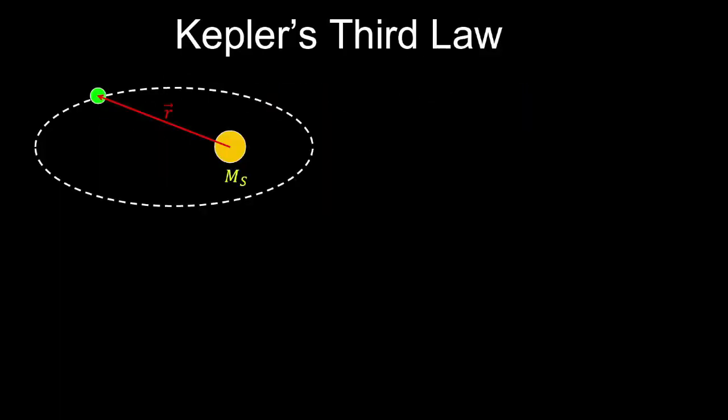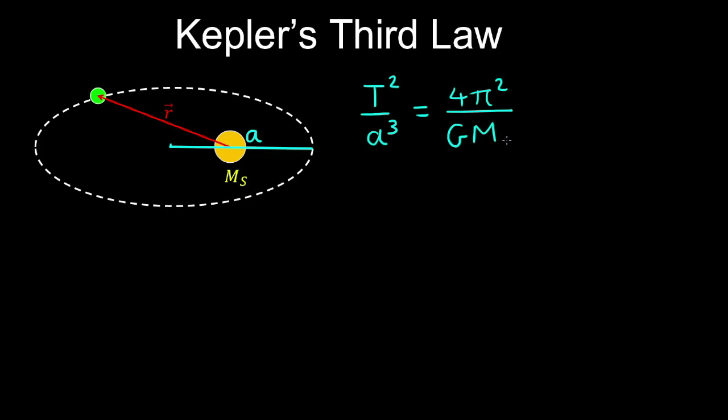Kepler's third law states that the period of the orbit, which is the time taken for the planet to go around the Sun once, is related to the orbit's semi-major axis a as T squared on a cubed is equal to 4 pi squared by the gravitational constant by the mass of the Sun. So this ratio is constant for every planet in the given solar system.